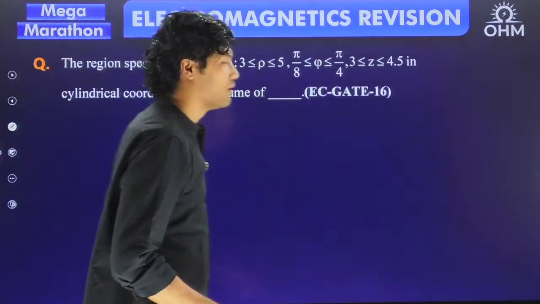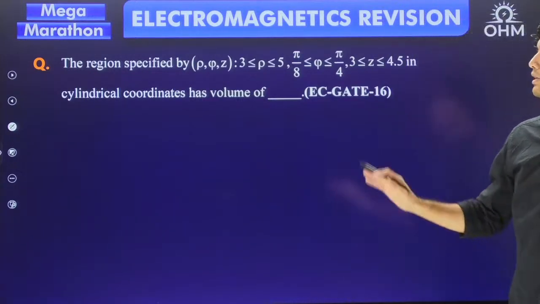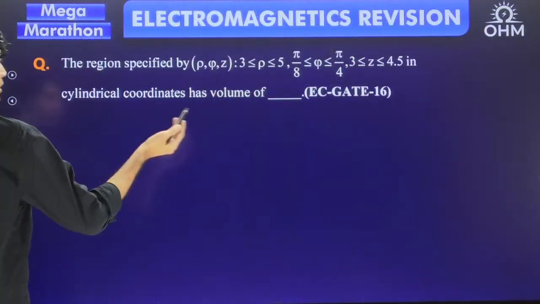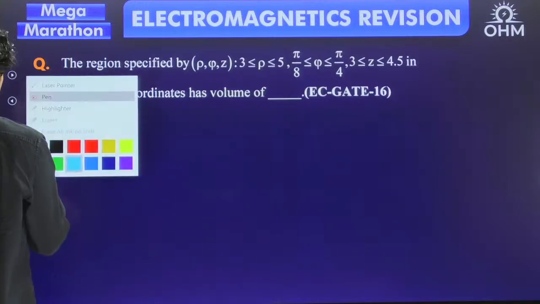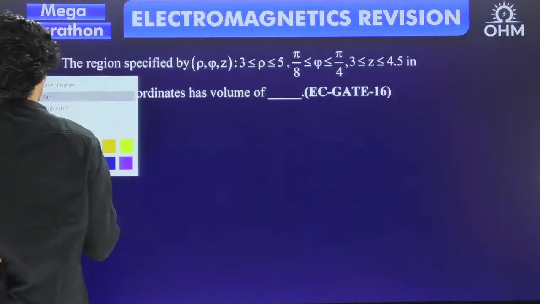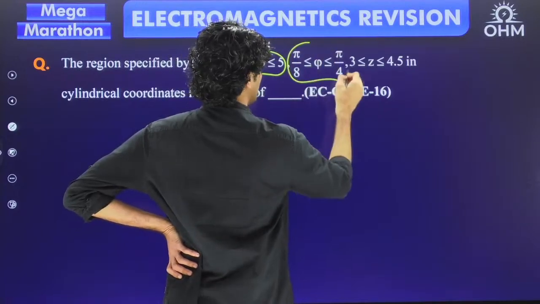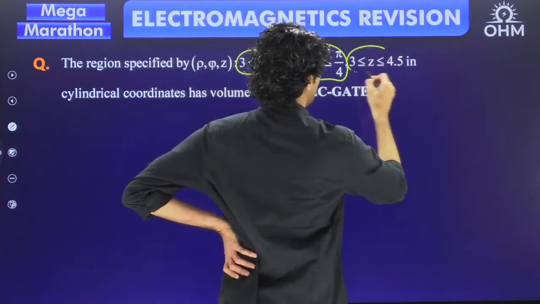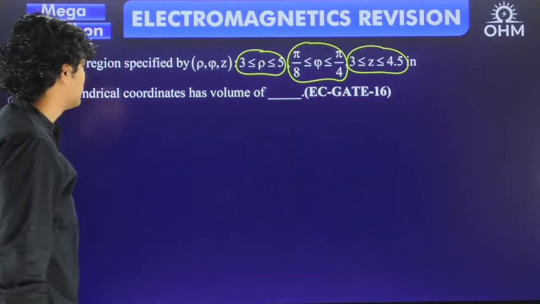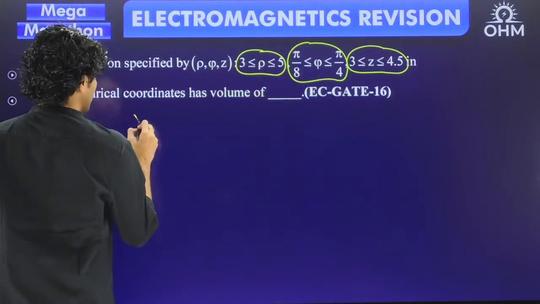Next, let's look at some of the previous questions in GATE on the basis of only coordinate geometry, not vector calculus, not anything else. So this is one question, EC paper 2016. I think it was a 2-mark question. So the region is specified. You have been given the limits for rho, the limits for phi, and also the limits for z, and asked the volume of the region specified by these limits. So if I want total volume, what is the formula?